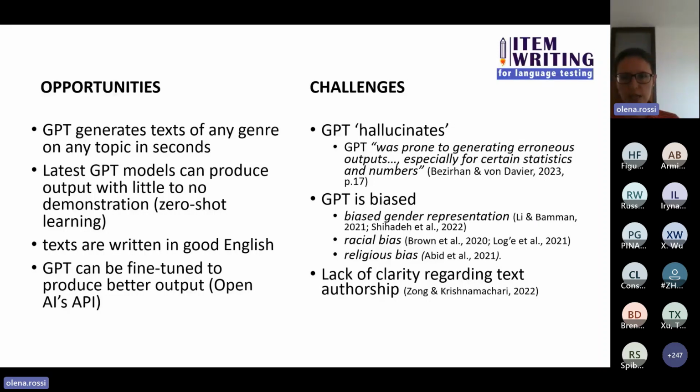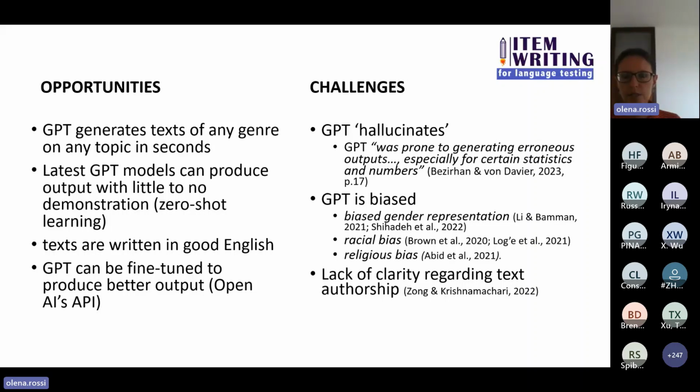In my experience, ChatGPT generated false statistics, and it also came up with facts that were only partially true. For example, once it quoted research done by a certain university. The research indeed existed when I checked, but it was done by a different university. My experience agrees with what was found by Bezirhan von Davier and Matthias von Davier, who used GPT-3 to generate reading passages for a reading achievement test. They found that GPT was prone to generating erroneous outputs, especially for certain statistics and numbers.